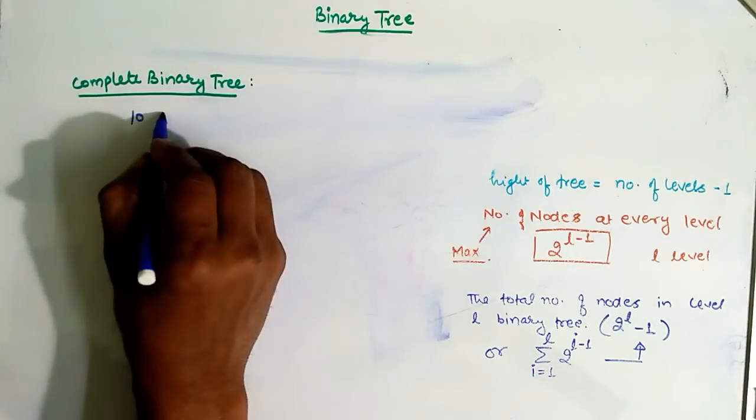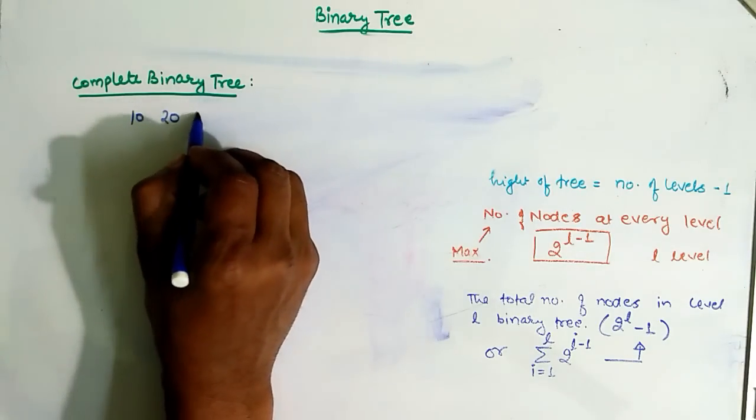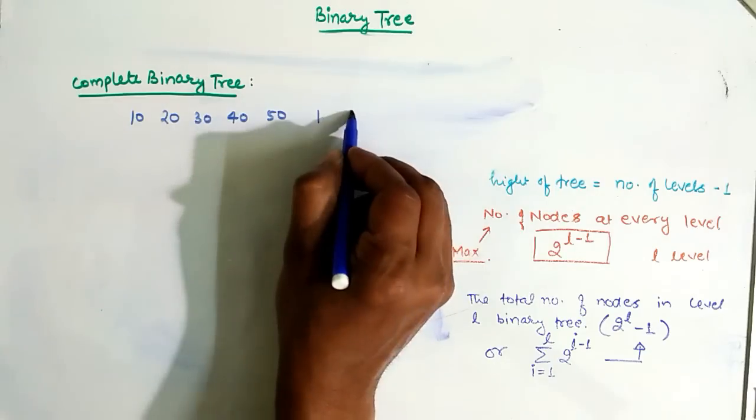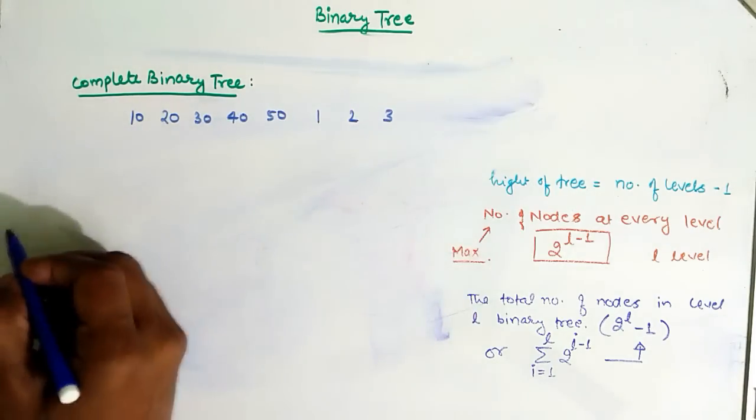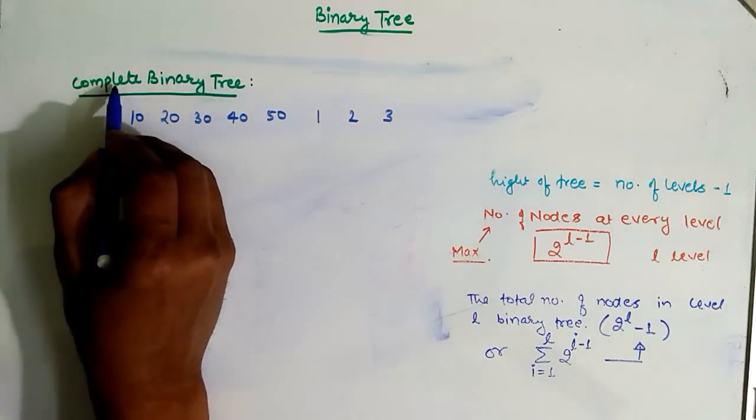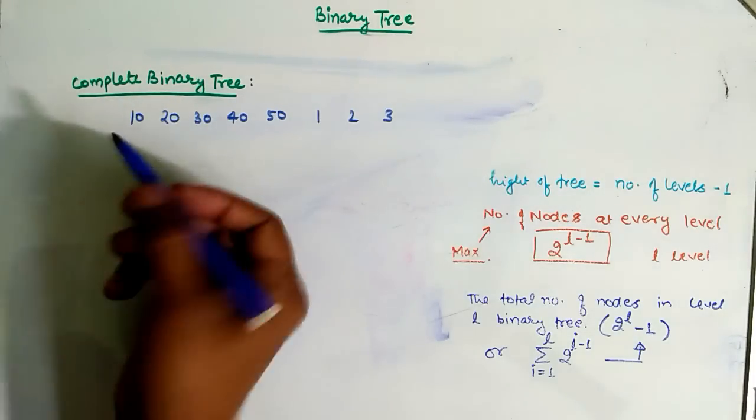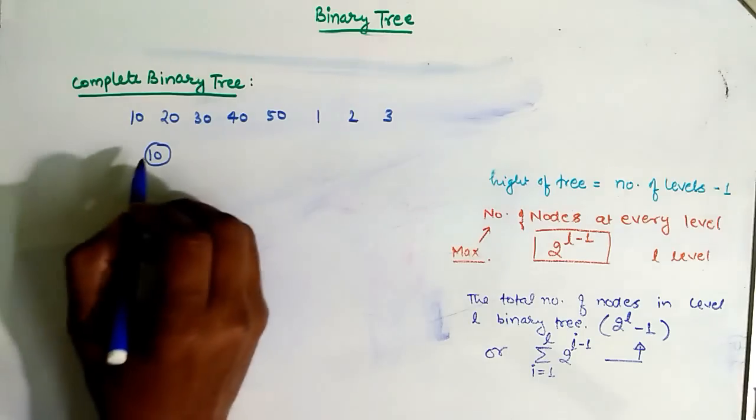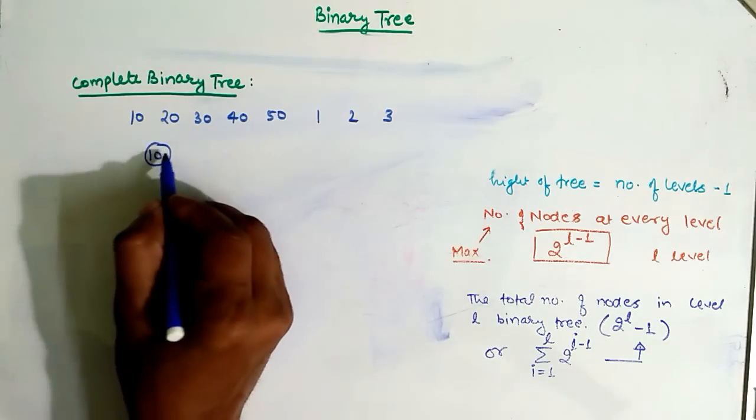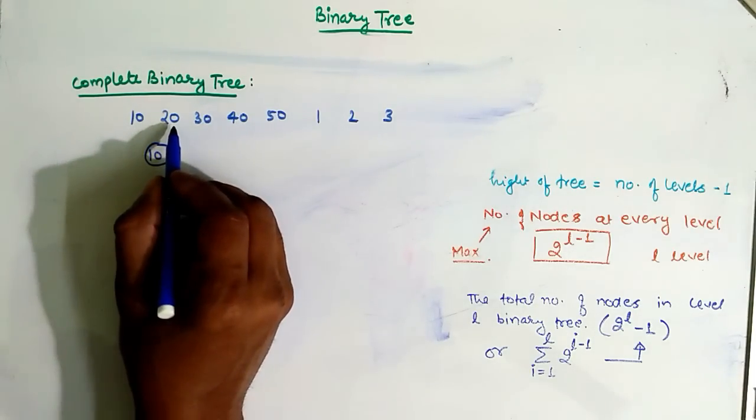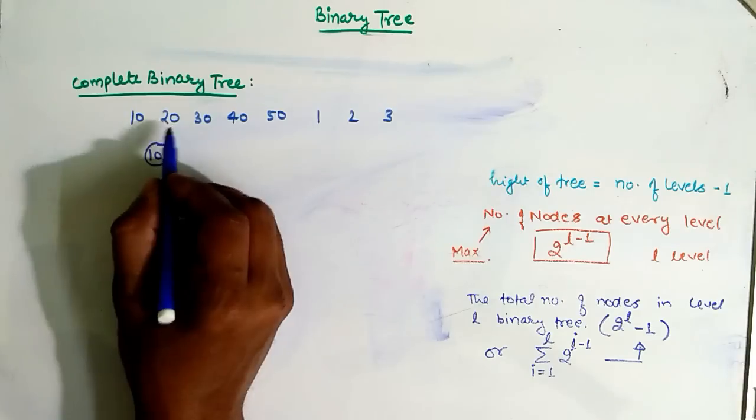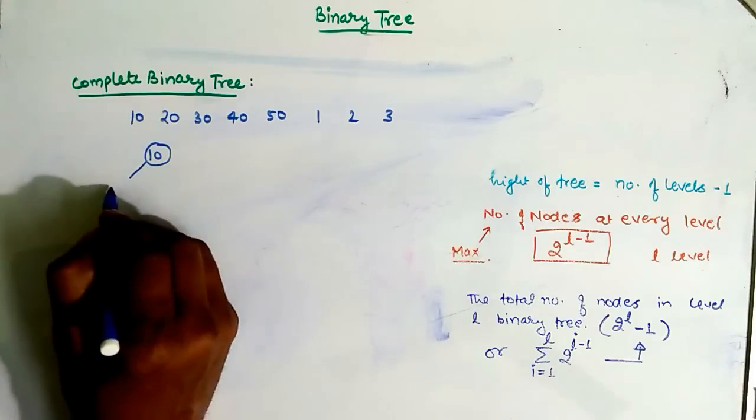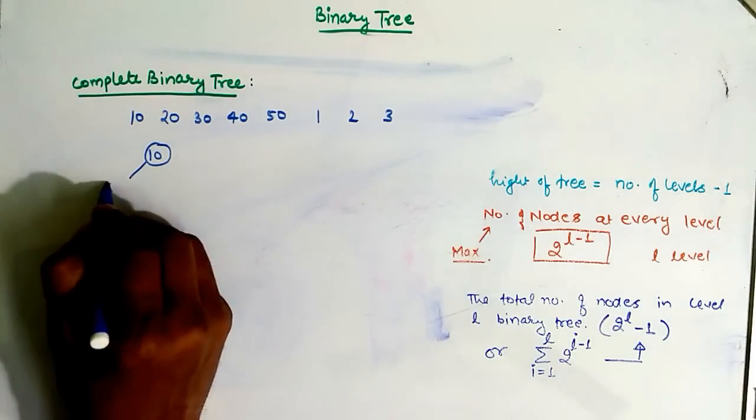Suppose we have these nodes 10, 20, 30, 40, 50, 1, 2, 3. Though these nodes are given. So to make a complete binary tree, what we need to do? We just pick a node and make it as a root. Then pick another node. So here insert in the left. So if left is empty, then insert the node in the left.